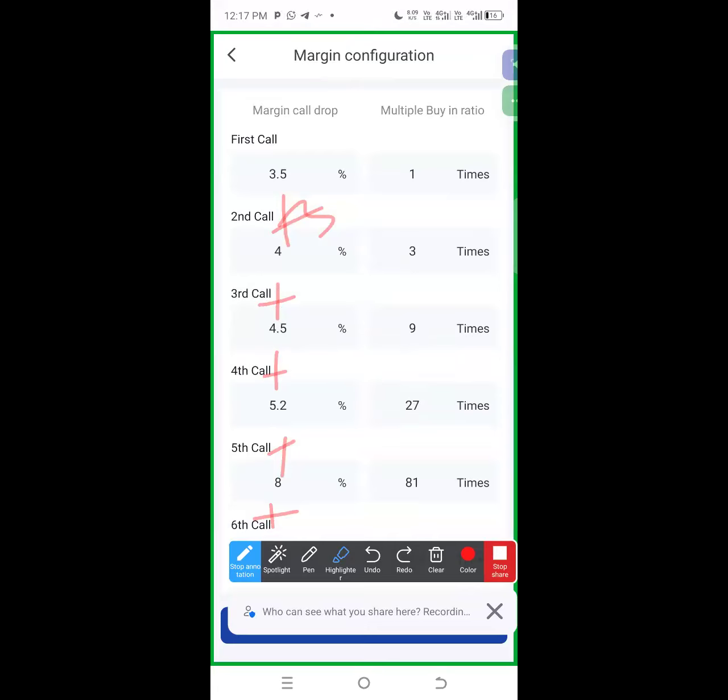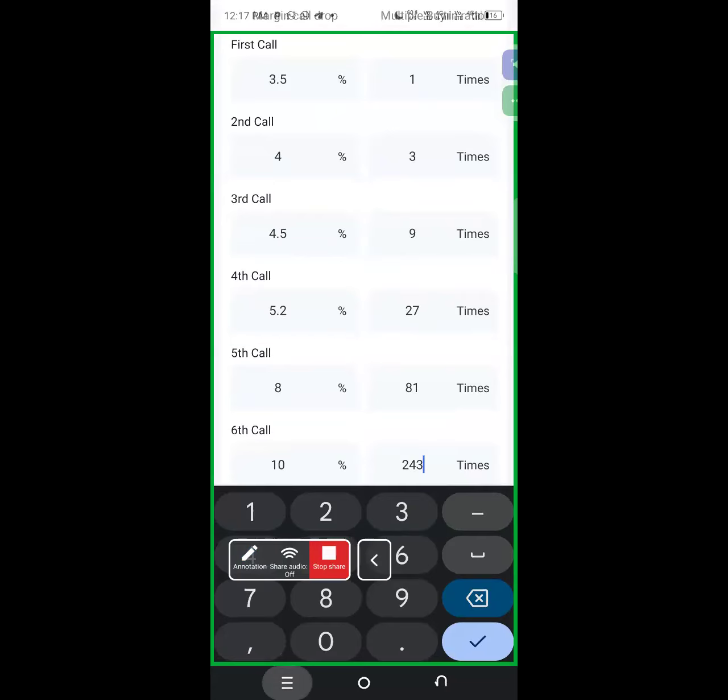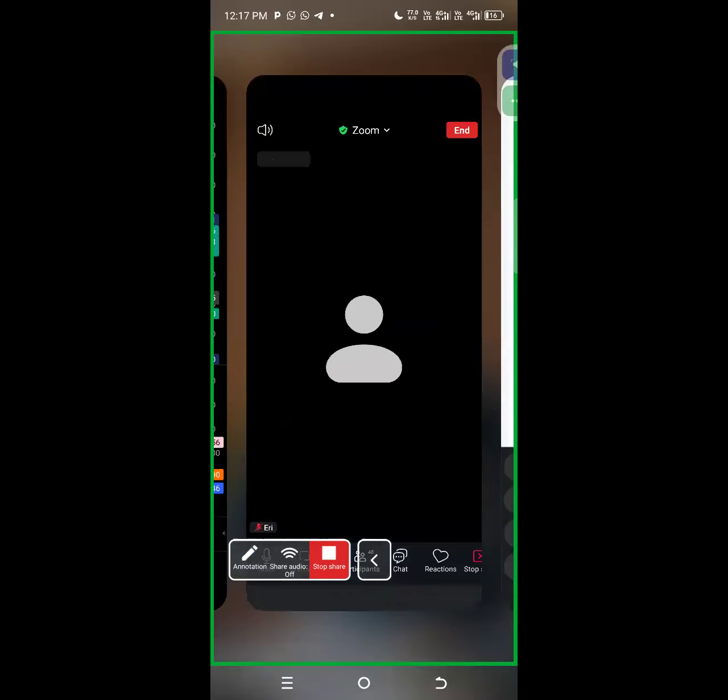Now, do the calculation. Let me teach you the secrets behind this. Let me see. What's the total drop?